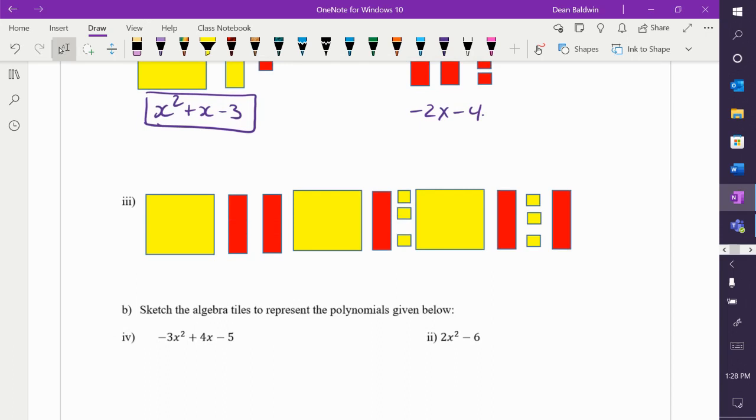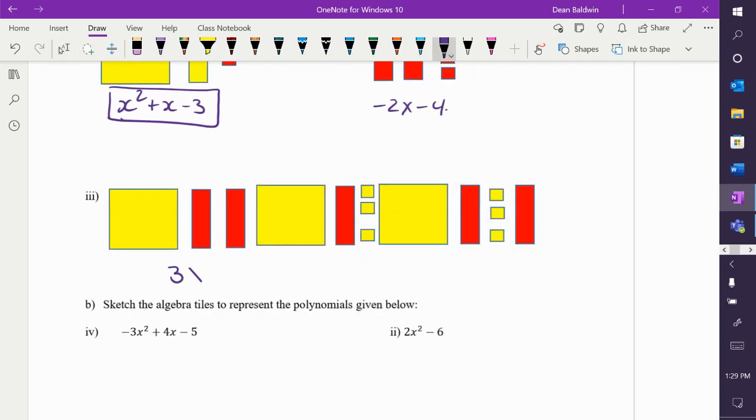And the last one. They can be in any order. Just count the big squares. How many big squares are there? 3. And they're positive or negative? So I have 3x squared. How many red rectangles do I have? 5. And they're negative, so it's negative 5x. And how many yellow squares do I have? Little ones. 6. Plus 6. That's it. You're experts.